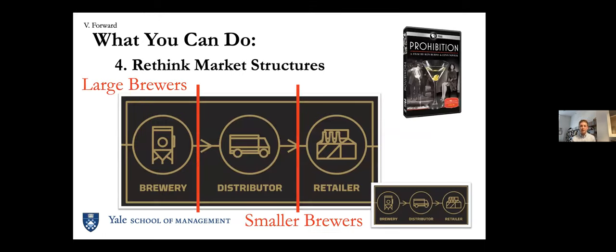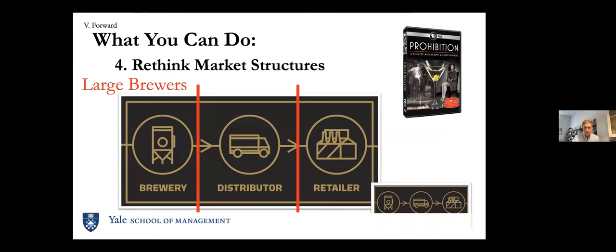Also, let's really rethink market structures. We're living in this libertarian hellscape where, when you deregulate, you remove protections, power concentrates. And so thinking about how do we want our markets to look? What we've seen in beer is large brewers have that three-tiered system, and we've decided craft brewers, okay, you can vertically integrate based on your size. And I would say, let's think about that for our food system. How should these markets look?